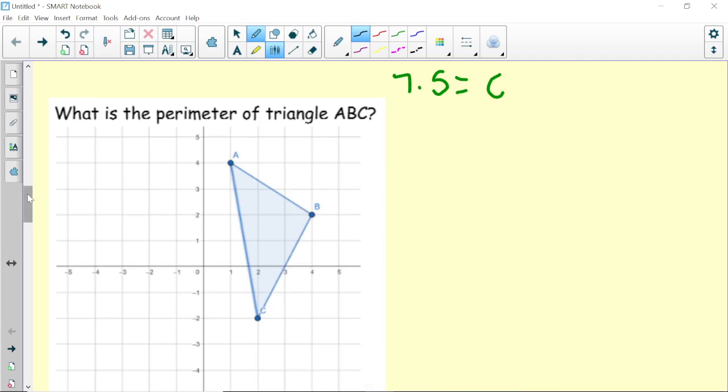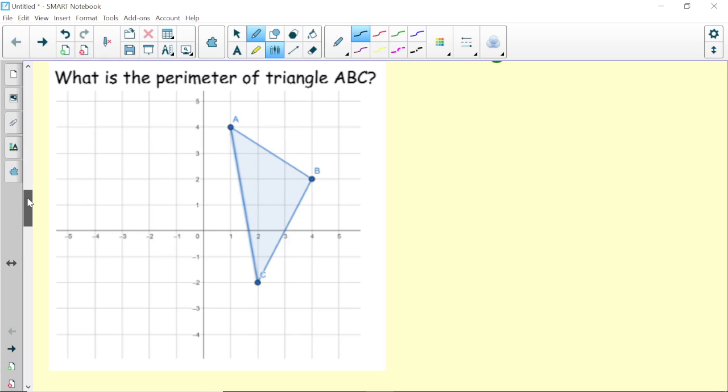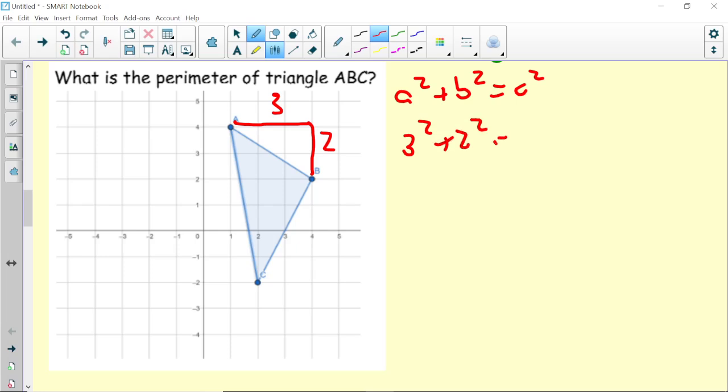All right. Next one, number 3, we are looking for the perimeter of triangle ABC. So we're going to find all 3 sides and add them up. And we have to do some Pythagorean theorem to find the lengths of these diagonals. So from A to B, it looks like we are going over 1, 2, 3, down 1, 2. Again, we are counting by ones this time on our axes. So we're reading those axes carefully. A squared plus b squared equals c squared. So 3 squared plus 2 squared equals c squared.